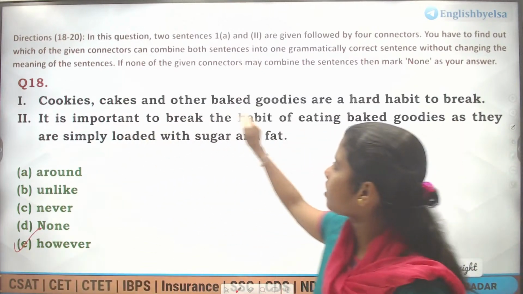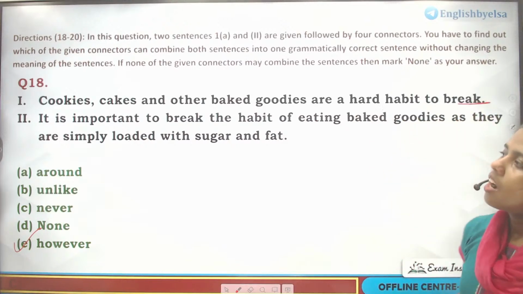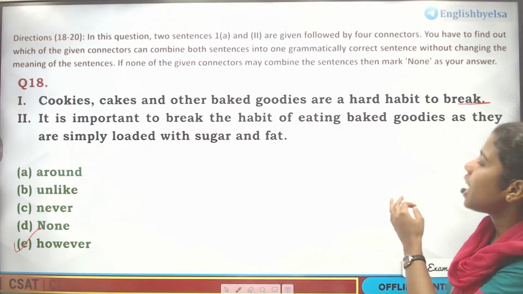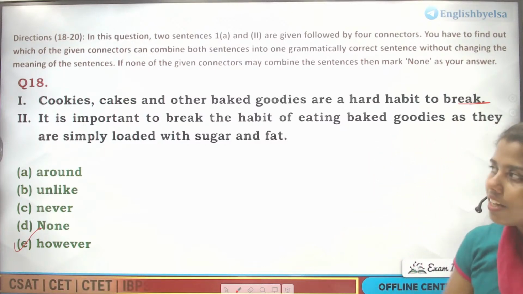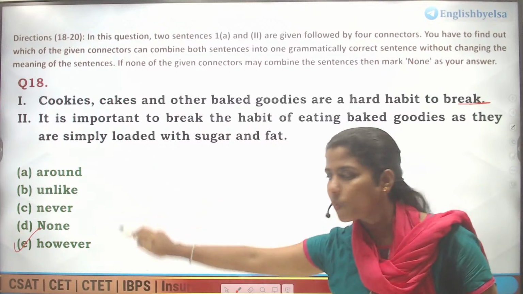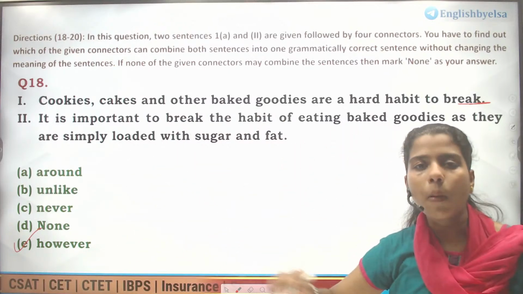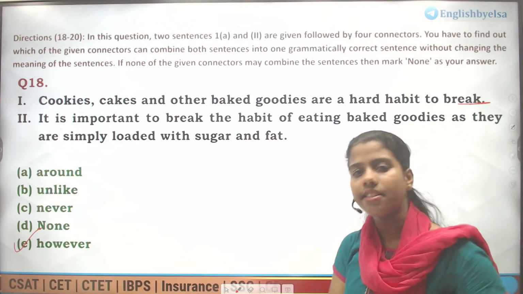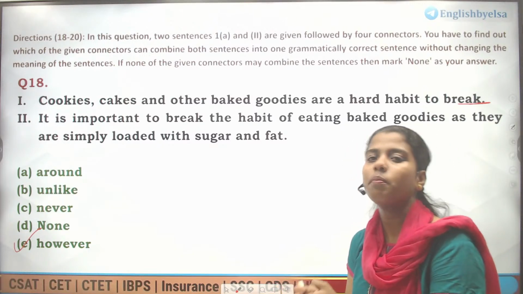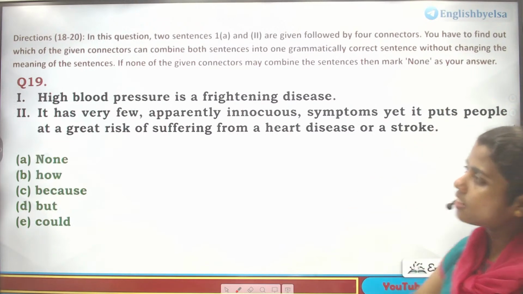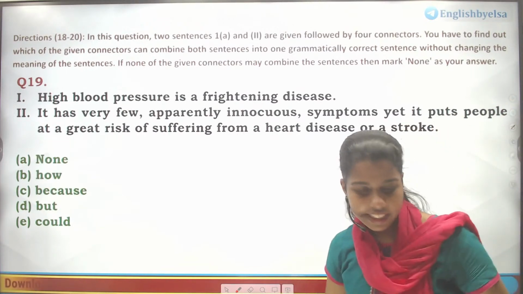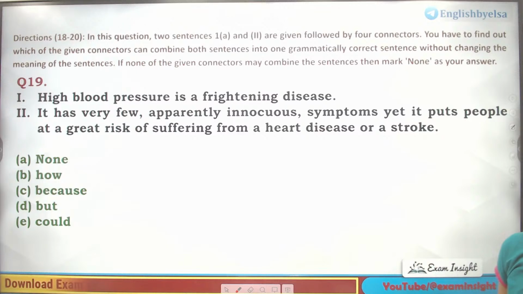That means: cookies, cakes and other baked goodies are a hard habit to break. However, it is important to break the habit. After the first sentence, you can add in however to make a complete sentence without changing the meaning of the sentence. Question number 18 done. Same type of question. Question 19, it's your part now.